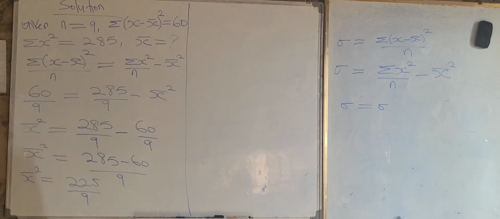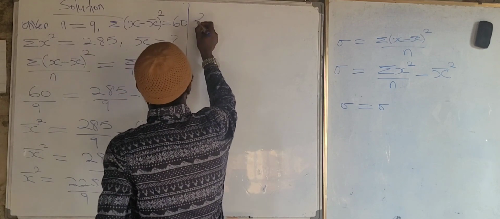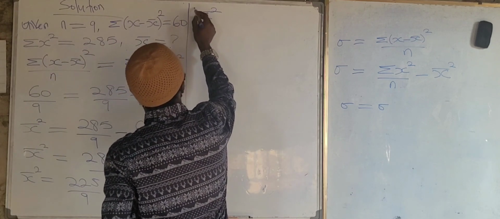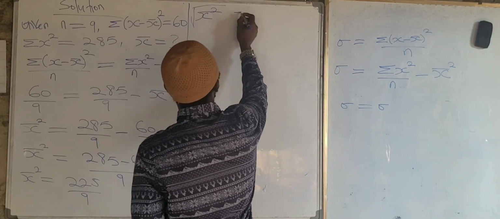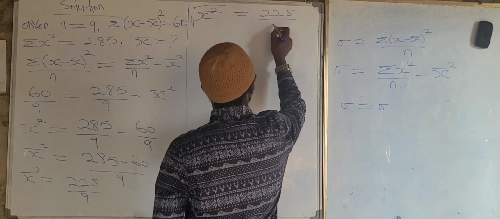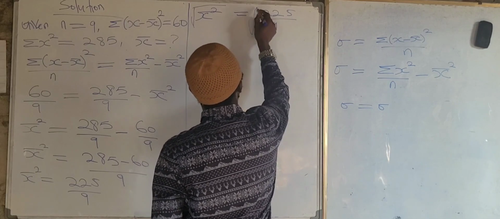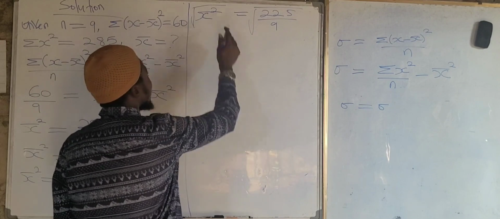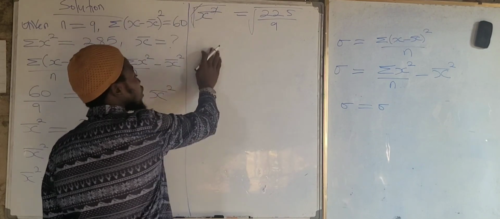But here we have a square term. We want to find x bar here, and it still has an attachment, a square term. So what do we do here? We take square roots on both sides. That is, x bar, the whole square, has a square root, equal to the square root of 225 all over 9. The square and the square root cancel.